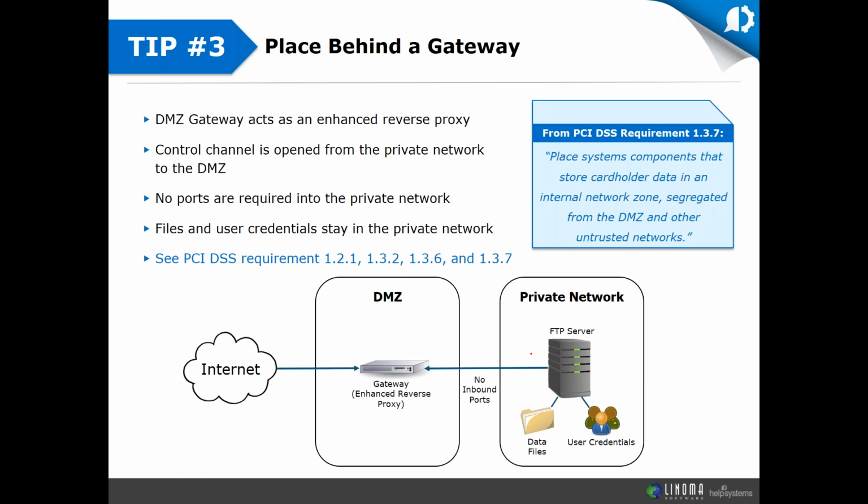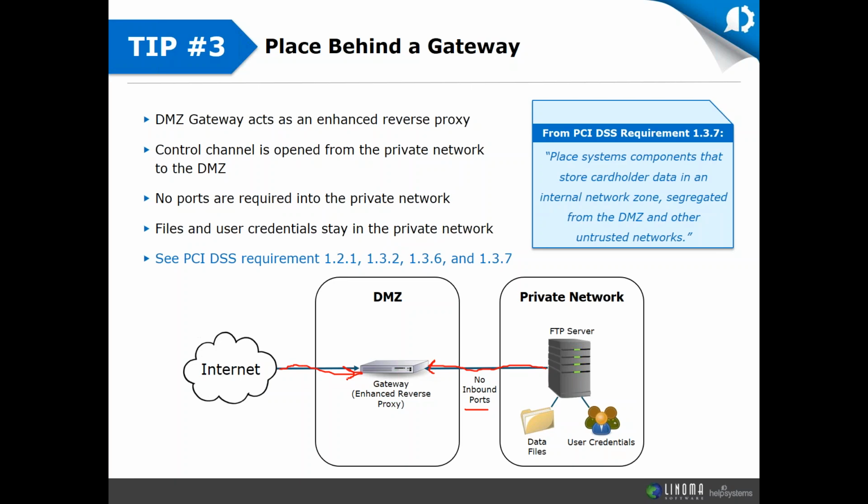So an approach that's really growing in popularity is to use what's called a DMZ gateway or an enhanced reverse proxy. The gateway is usually a software product that you would install onto, let's say, a Linux or Windows box in the DMZ. And a special control channel is then opened up from the private network to the DMZ at startup time. Now, since it's open in that direction, no inbound ports would be required into the private network area. The trading partners will connect to the gateway, and then the gateway will send that connection over that existing control channel to the FTP server in the private network.